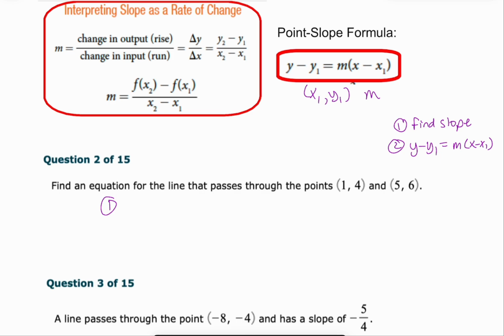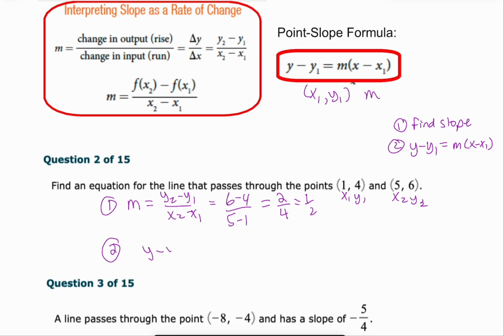So my first calculation is to find my slope, which is y2 minus y1 over x2 minus x1, or any of the above types of representations. So if we label this (x1, y1) and (x2, y2), that would be 6 minus 4 over 5 minus 1 for a slope of 2/4. Now, 2/4 reduces down, so reduce that as much as you can. And now we are ready to use our point-slope formula.